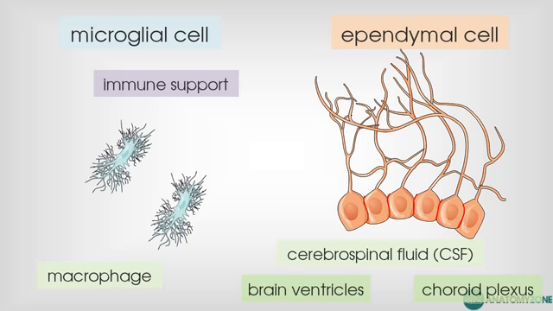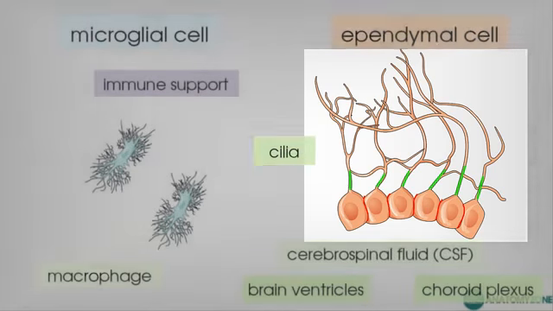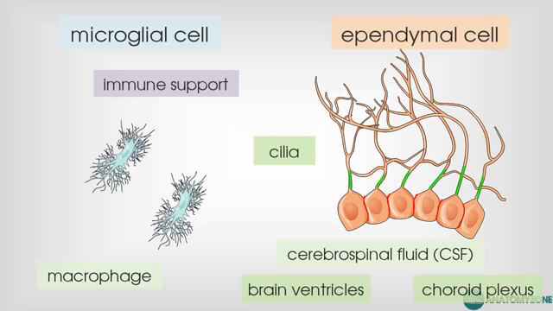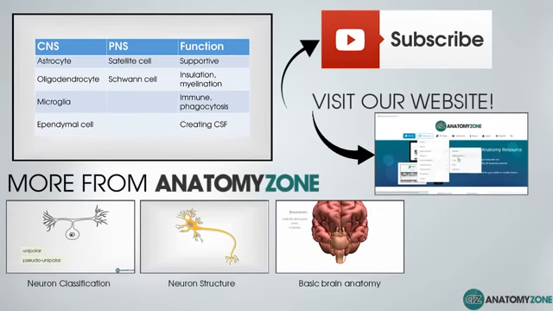You'll notice also that there are these extensions from the ependymal cells, and these are known as cilia. So these cilia are structures which can waft the CSF through the brain ventricles and get it moving through the ventricular system. So that's an overview of the different glial cells that can be found in the nervous system, and this table is really just to highlight what we've talked about. So you've got 6 glial cells, you've got 4 found in the central nervous system, 2 found in the peripheral nervous system, and there is some overlap of function.